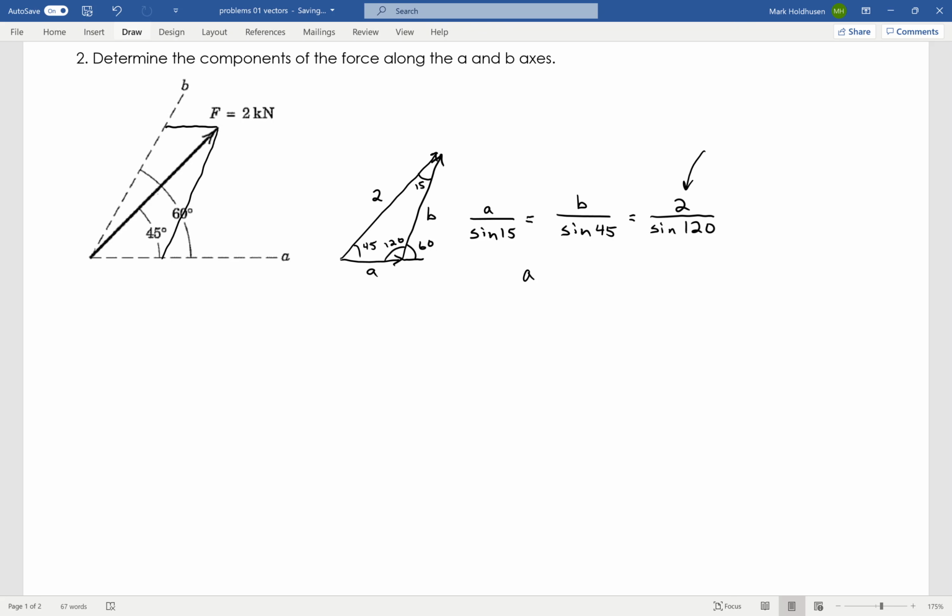Finding A, plugging that in, again making sure that you use degrees on your calculator, I get A equals 0.598 kilonewtons, and B then equals 1.63. So again, that's what we're looking at here. If I'm going to break that 2 kilonewton vector into two vectors, one along the axis A, one along the axis B, A has to be 0.6, and then B in that direction has to be 1.63. And again, creating that parallelogram, that triangle, will get it so that the diagonal there is 2 kilonewtons.